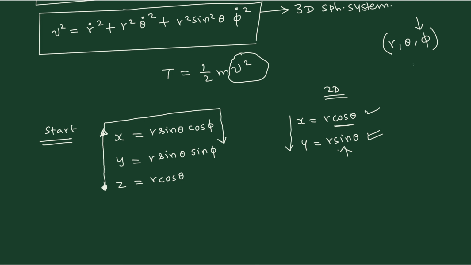So if the starting point itself goes wrong, then all the steps will go wrong. That is why I am telling like this. So you start writing down this. Once this is over, after that it is quite simple. Calculate x dot, calculate y dot, and then square and add. That's all. Then you will be getting this expression.